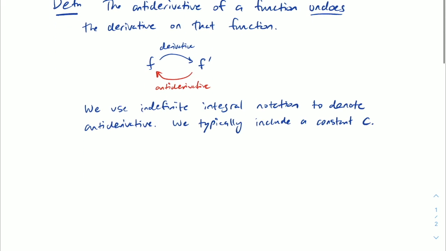Okay, so let me update my diagram here. The derivative takes you from f to f prime. Our Leibniz notation here is the derivative of f. And then our integral notation is for going backwards. So the integral of f prime is going to be f. And when we go back, we typically include a c, so we'll write f plus c instead of just f.